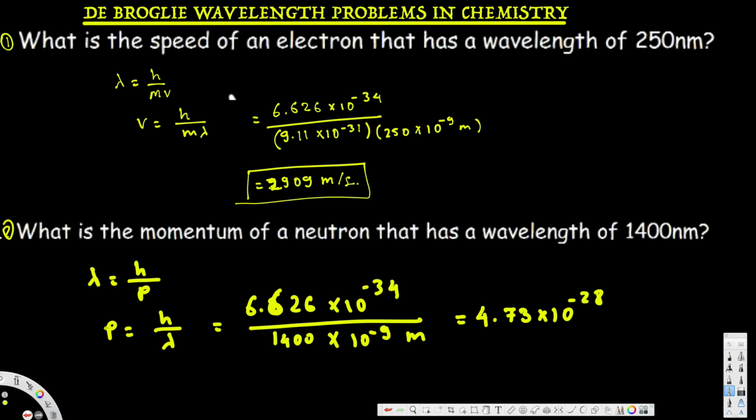Here we are trying to find momentum. Momentum is mass times velocity. Mass is kilogram, velocity is meter per second. So this is going to be the unit for this one. And that's our final solution for the second question.